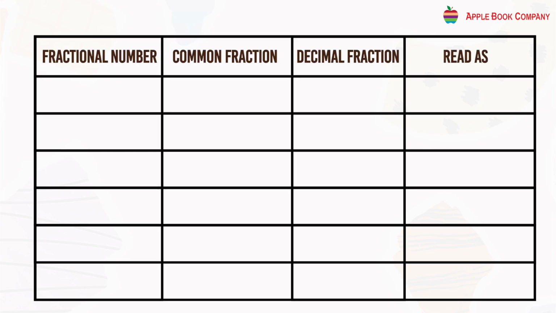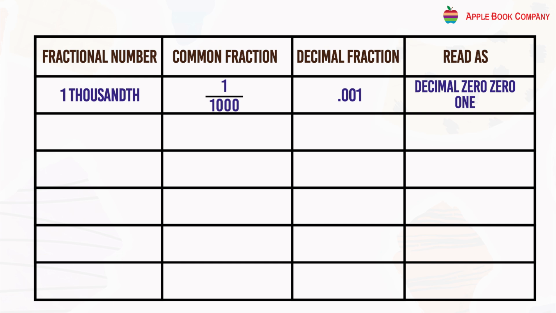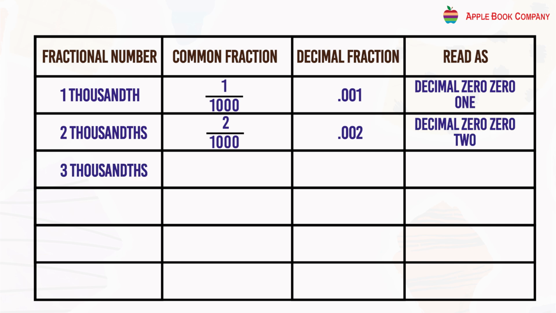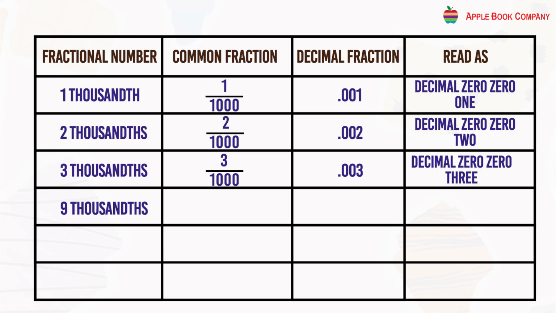We can continue the thousandths in the following chart: fractional number, common fraction, decimal fraction, read as. 1000th, 1 by 1000, 0.001, decimal 001. 2000ths, 2 by 1000, 0.002, decimal 002. 3000ths, 3 by 1000, 0.003, decimal 003. 9000ths, 9 by 1000, 0.009, decimal 009.